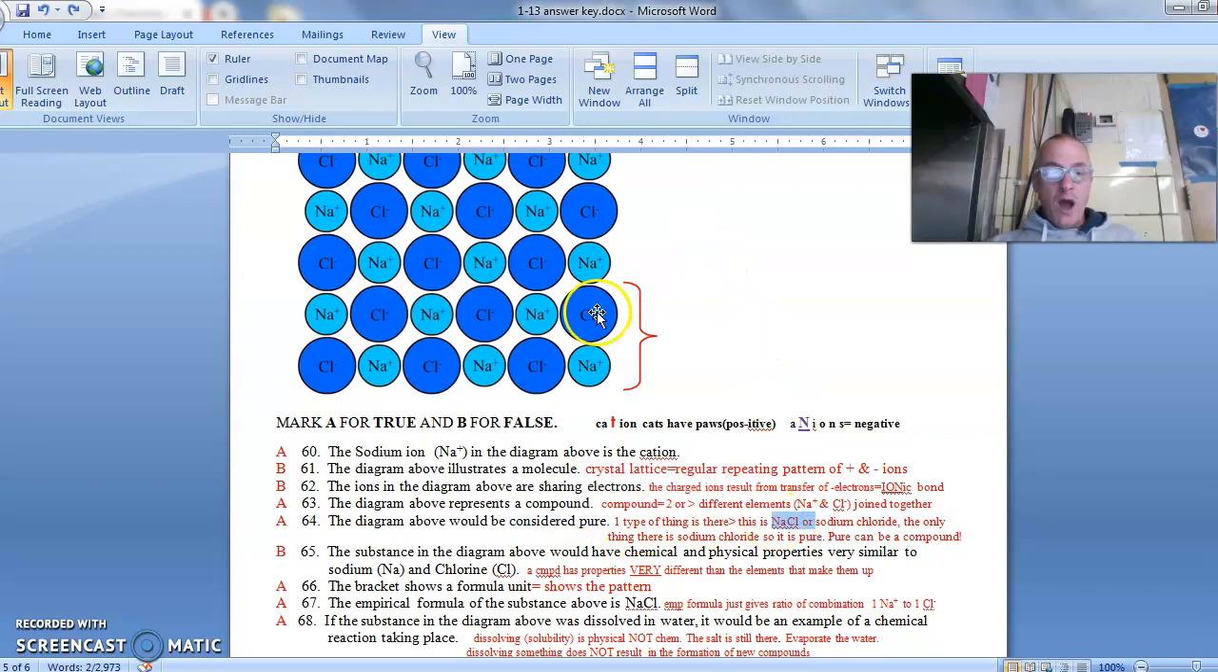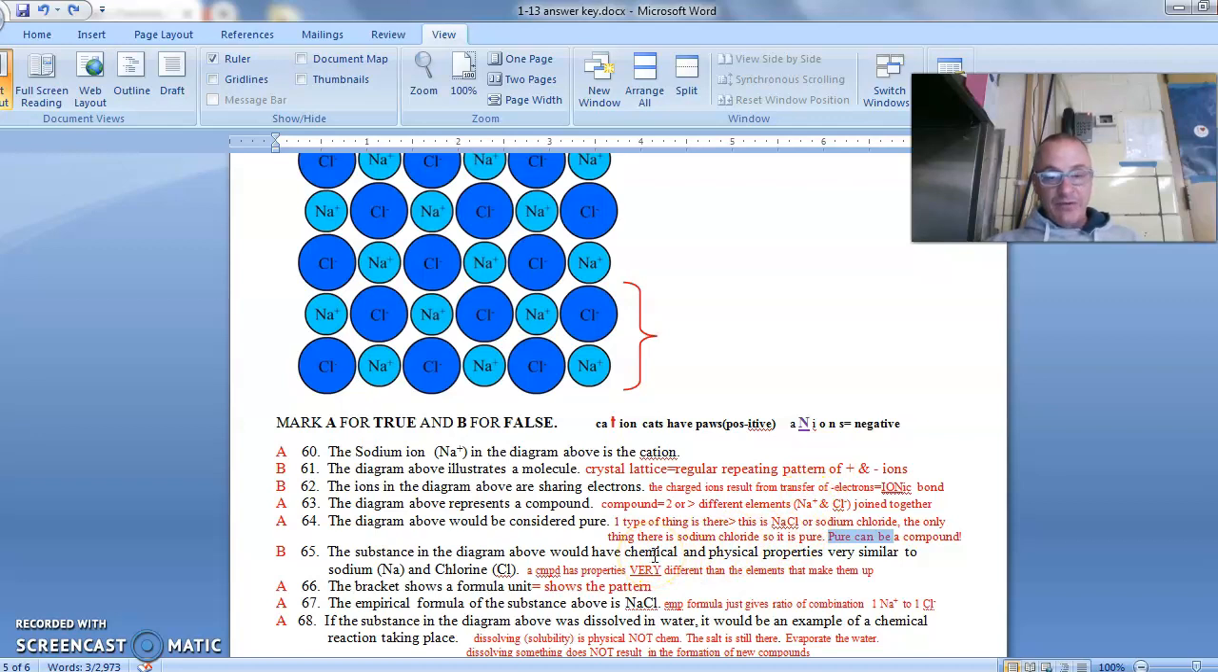If I pour the sodium chloride into water, or pour water on it, the water could dissolve the sodium chloride. But now we would have two things there. We would have the salt dissolved in the water. So we would have salt there and we would have water. That would be no longer pure. That would be a mixture. Pure can be a compound if you only have one compound there. If you have more than one compound there, then it's not pure.